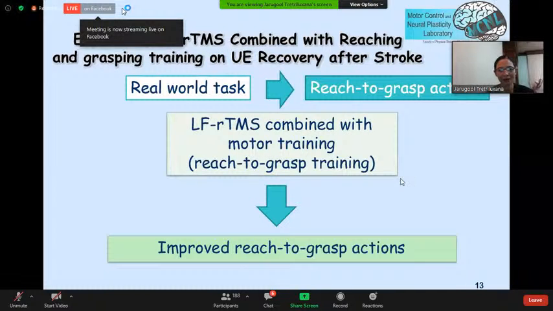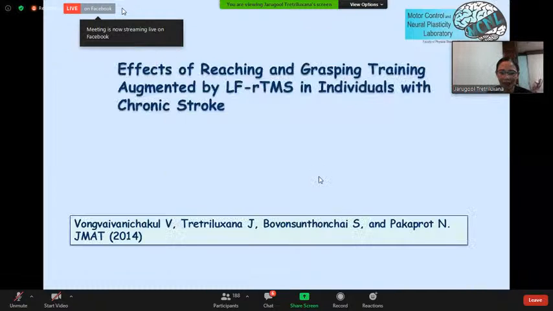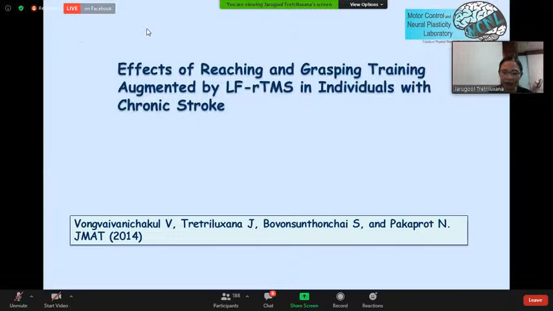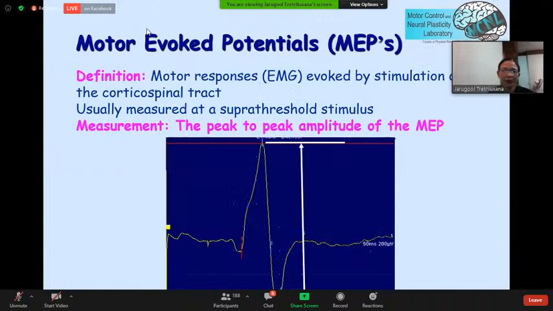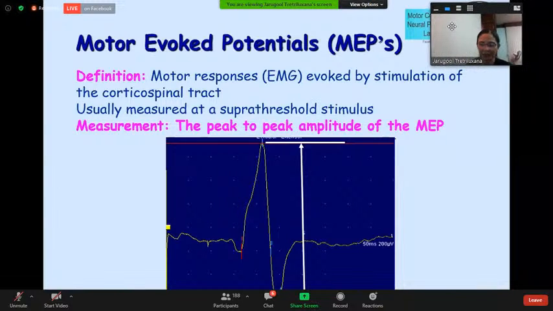So one of my students 6-7 years ago came and asked me, Professor, I want to now train TMS with reaching and grasping training, okay, in chronic stroke. And this is what we did. So what we measured was corticospinal excitability, so the brain, right? And we measured the behavior by Wolf motor function test and measured the movement time, okay? So this is what I call motor evoked potential, which means how much the brain responds or how much the brain gets excitability response to TMS.